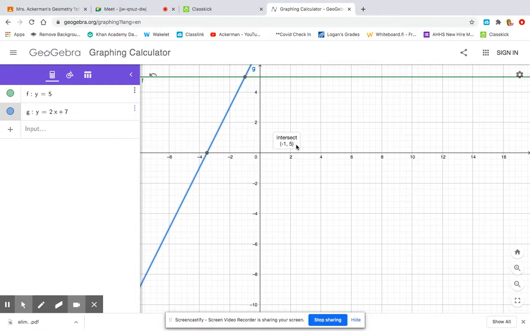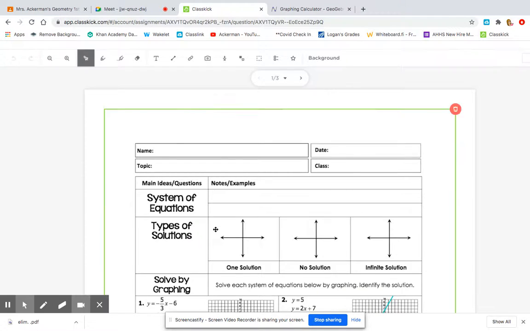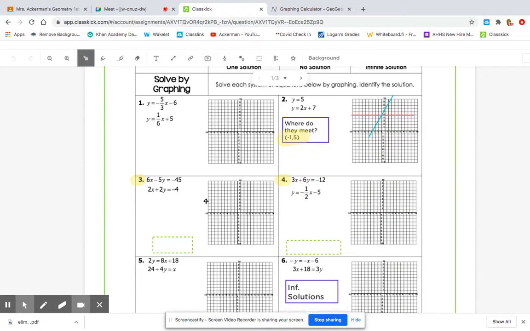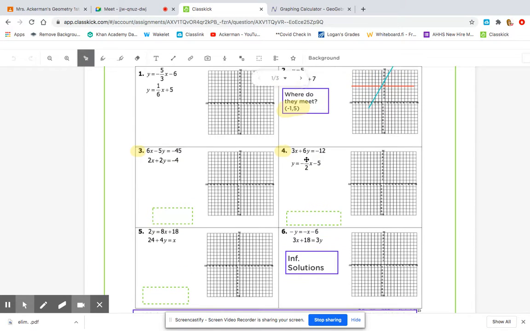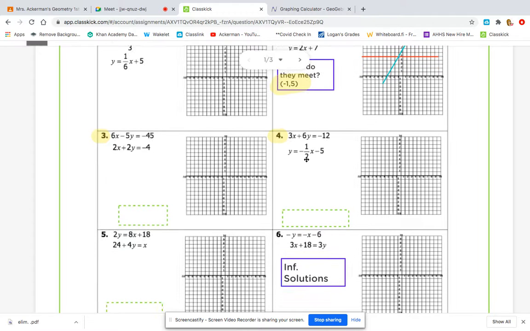Okay? So let's try another one on Classkick, right? So if we're on Classkick right now, we just did number 2. Okay, I would like to try number 5 next. So if you want to write down number 5 real quick, that's the one we're going to do next. Okay? And so we have 2y equals 8x plus 18. And then my other equation is 24 plus 4y equals x. Okay?